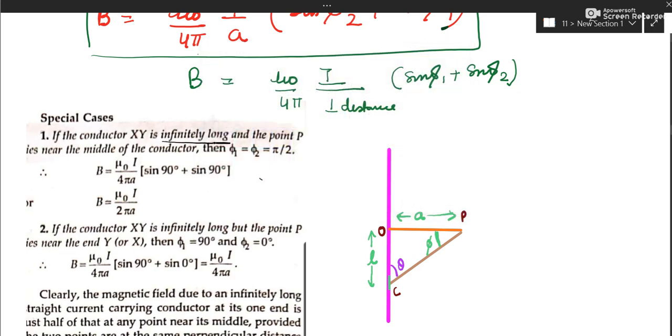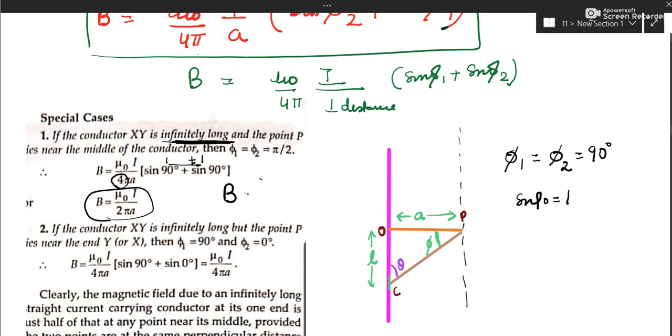So if the conductor is infinitely long, you can say this angle will never be touching the ends. So both the angles phi 1 and phi 2 in this case would be 90 if the wire is infinitely long, and we know the value of sine 90 is 1. So we'll substitute here. 1 plus 1 will be 2, and this 4 will be cancelled. So this is the magnetic field when the wire is infinitely long. Very important to be used in a numerical. General formula is very important. Special cases you can always derive.